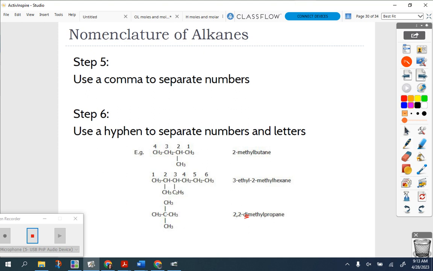So this is a 3-carbon chain, CH3, C, CH3. It's got 2 methyls on the outside. It doesn't matter which way you number it because it's the same thing in both directions. If you circle it around, it's exactly the same molecule. So this is a propane because it's 3 carbons, the longest chain. And then there are 2 methyl groups on there. So we have dimethyl, and both of those are on the central carbon, which is carbon number 2. So it's 2,2-dimethylpropane.